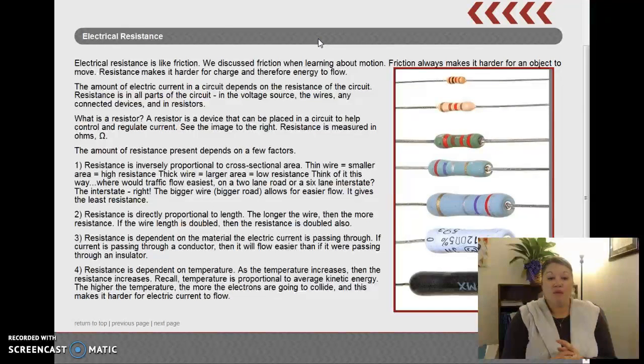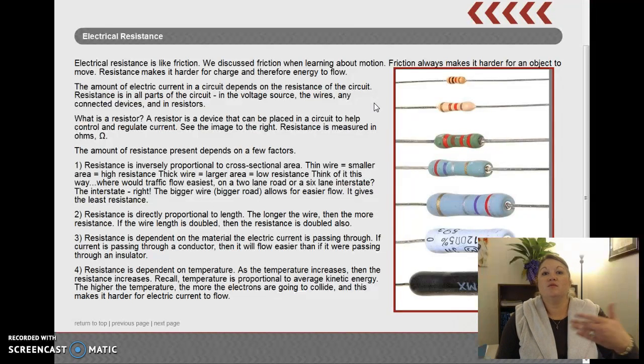Okay, well, how do we measure it? What does it depend on? It depends on a few things. But I want to point out first this picture here to the side. These little devices are actual resistors that you can put into a circuit. Now, why would you want to put resistance in a circuit on purpose? Well, resistors help to regulate and control the flow of current, right? So if you need the current to be reduced a little bit, you stick a resistor in there, and it slows that flow down just a little bit. So it's a little control device.